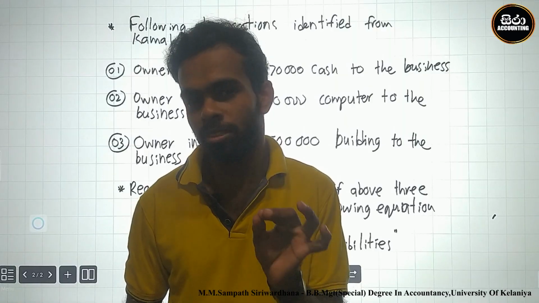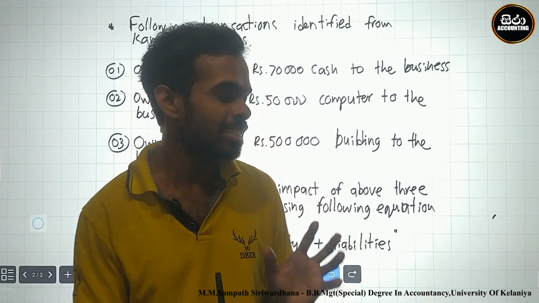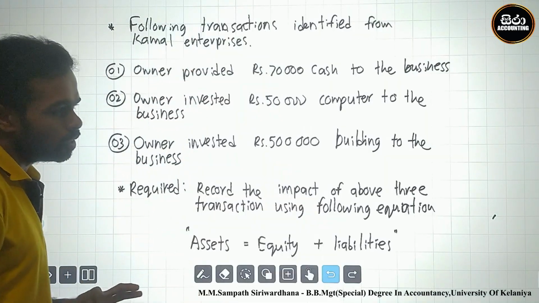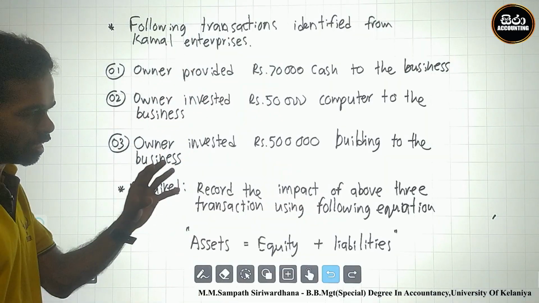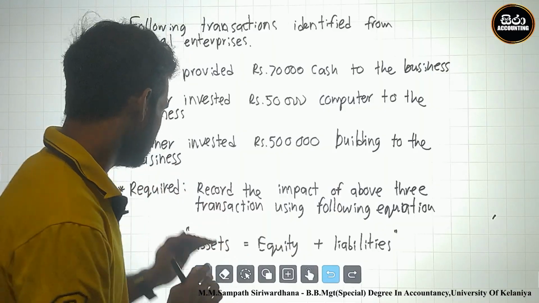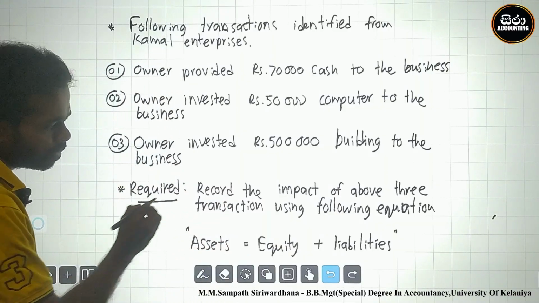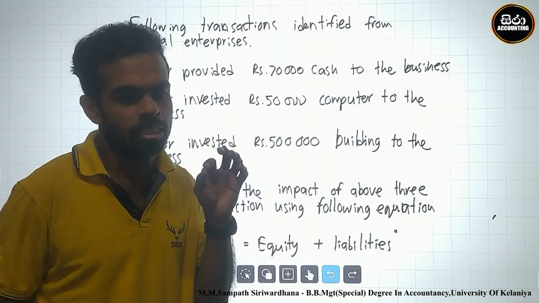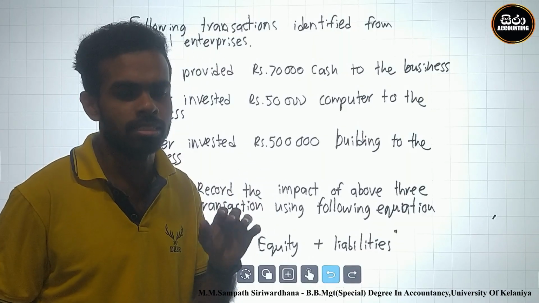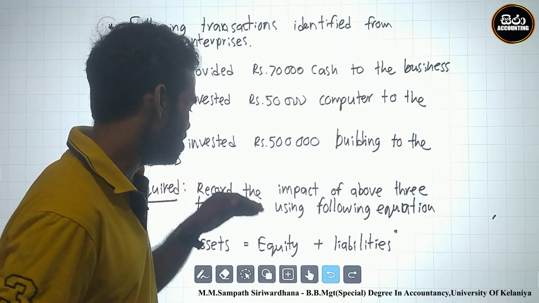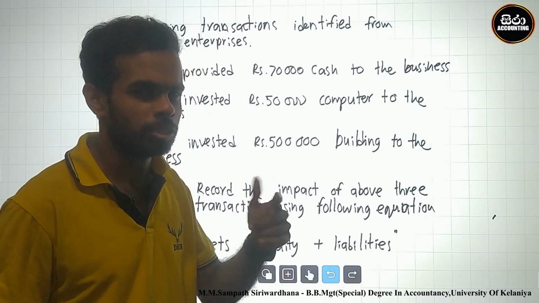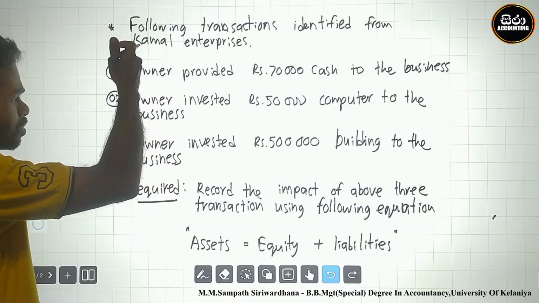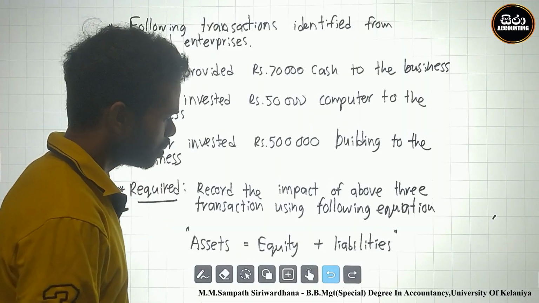Today we discuss an accounting equation related topic. This is an exercise for the accounting equation. Look here, this is the requirement. What is the requirement? Record the impact. Impact means influence. Impact means plus or minus, an increase or decrease. Record the increase or decrease of the above 3 transactions. There are 3 transactions there.